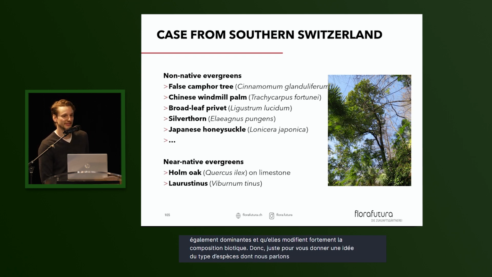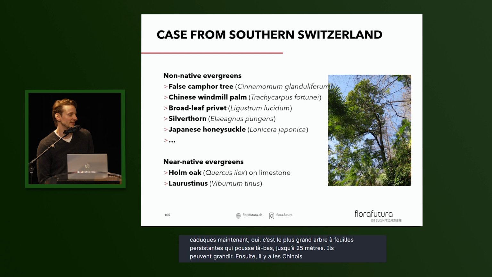Just to give you an idea of what kind of species we talk about, it's mainly species from the laurophyllous evergreen biome. So it's the false camphor tree, that in deciduous or historically deciduous forest is now the largest evergreen tree that is growing there. Up to 25 meters they can grow. Then there is the Chinese windmill palm.